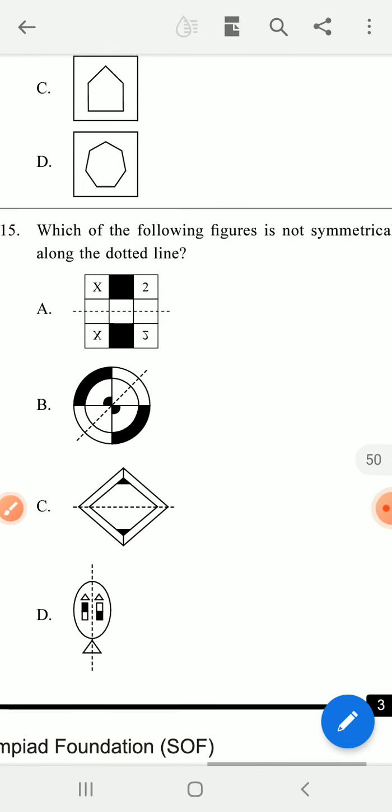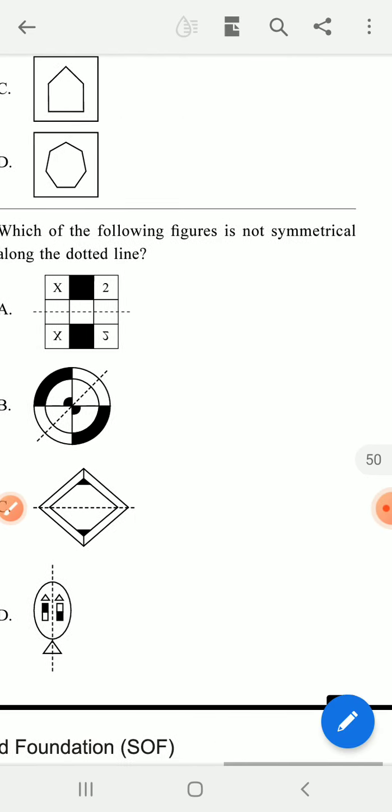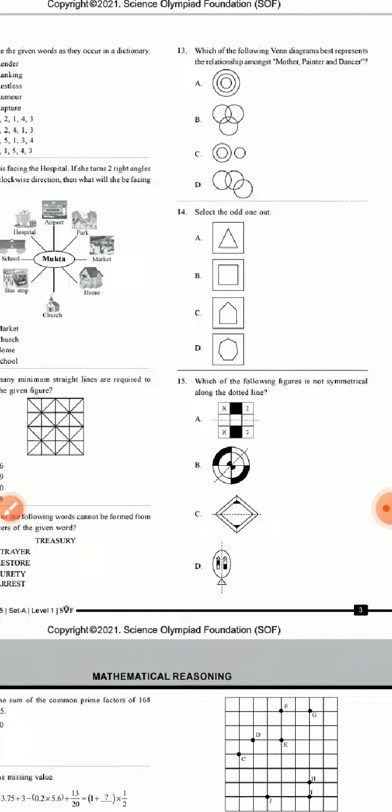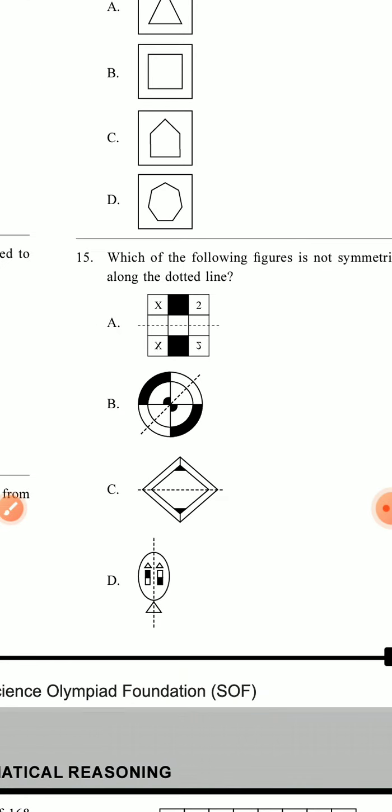In math number 15, which of the following figures is not symmetrical along the dotted line? So 15 D is the answer. D is not symmetrical. Look at the rectangle. There is a black dot which is not the same on both sides.